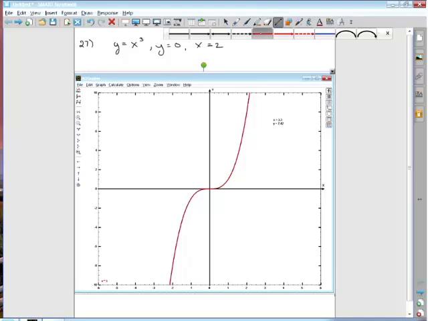And the area that we're talking about is y equals x cubed, which is the red curve that you see right now. And you have y equals 0, which is a horizontal line. And you have x equals 2, which would be a vertical line here at x equals 2. So you can see the area. It's right here.